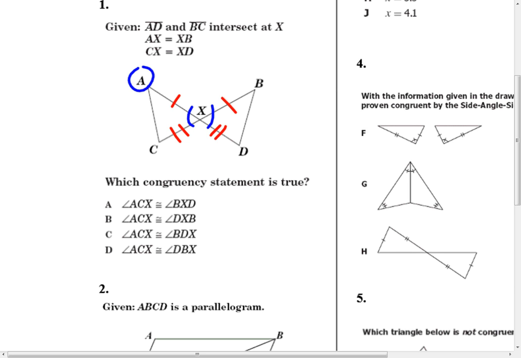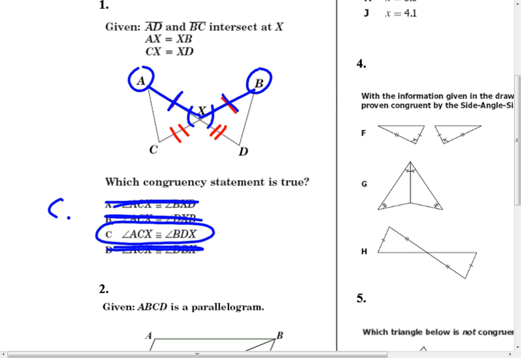What corresponds with A? B. Don't go by positioning, actually go by the slash marks. They are led to the X by slash marks 1 and 1 there. So A goes with B, that rules out these two. C goes with D. Choice C. Correct.